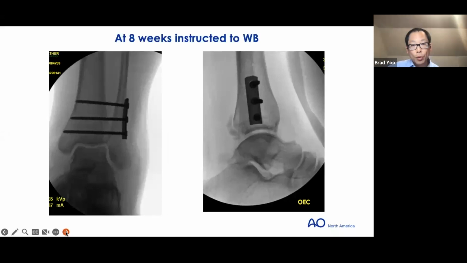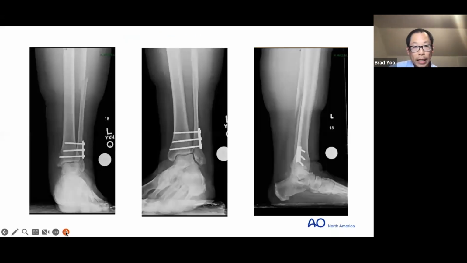So at 8 weeks, the patient was told to walk, and these were the x-rays that the patient had at the time of her weight bearing. And you can see, even with this simulated weight bearing film, she has a substantial amount of pes planus in her lower extremity, and she has a sizable limb.